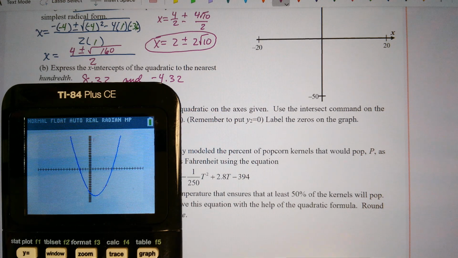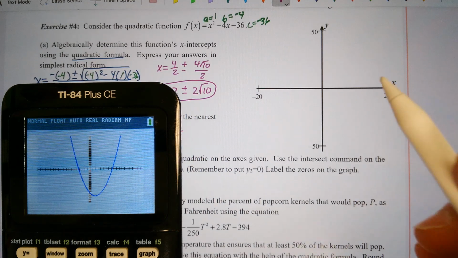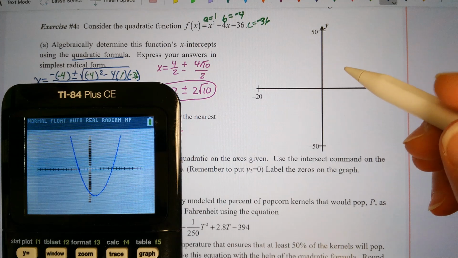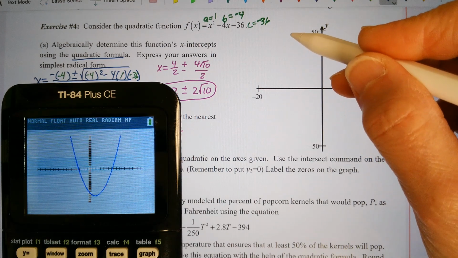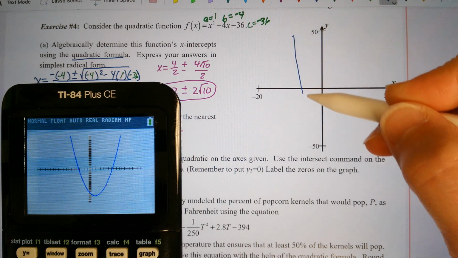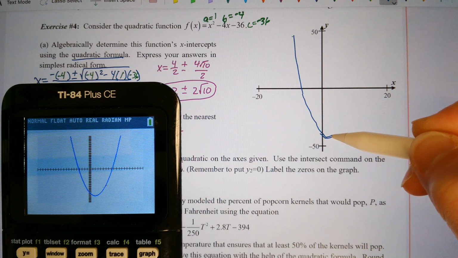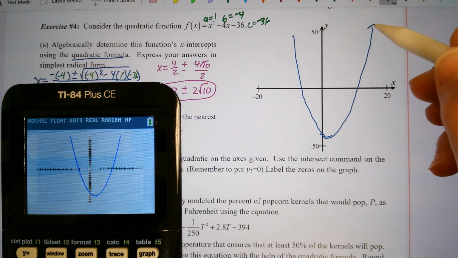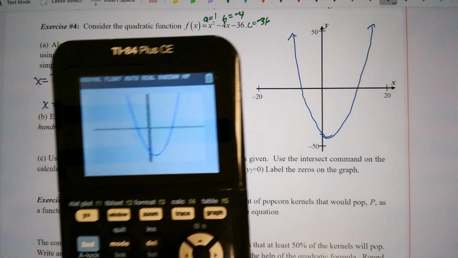So we want to sketch this graph. Again, it's just going to be a sketch, so let me move this down a little. Close enough.